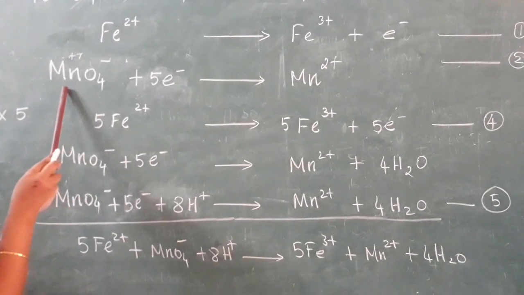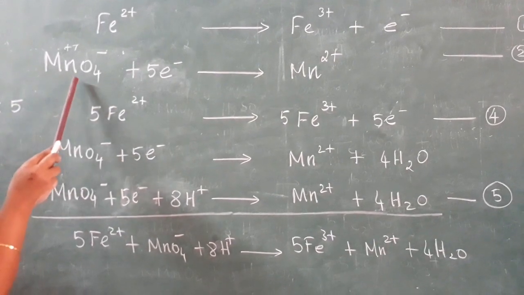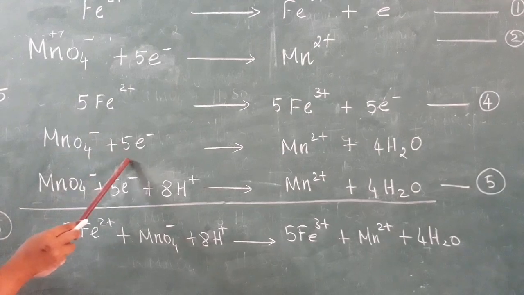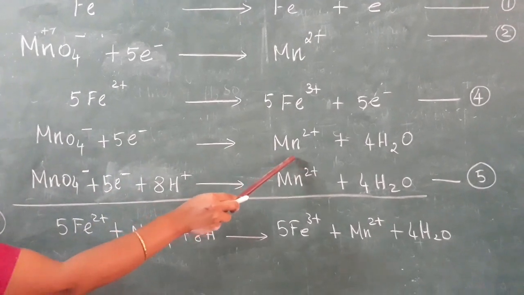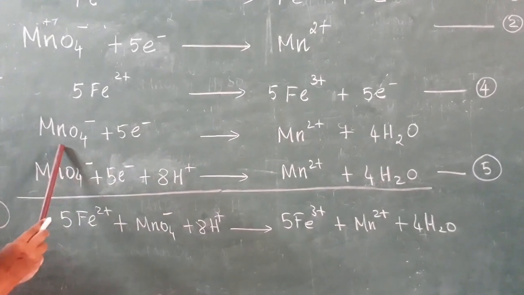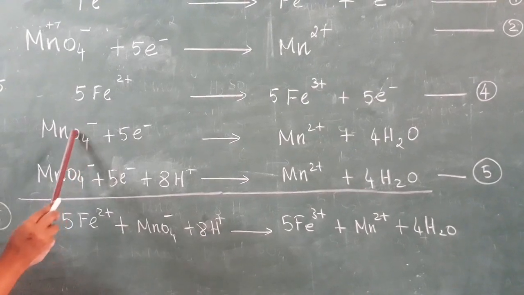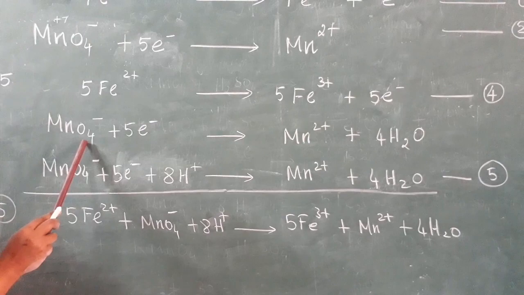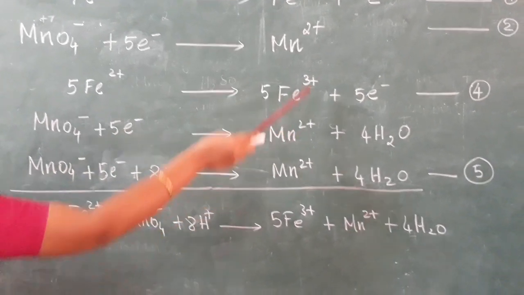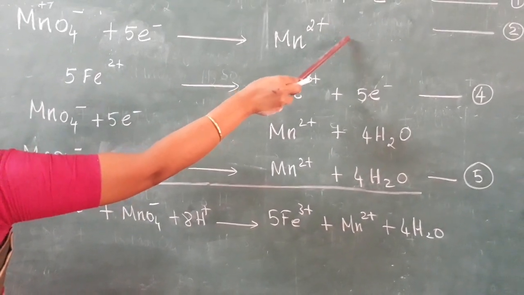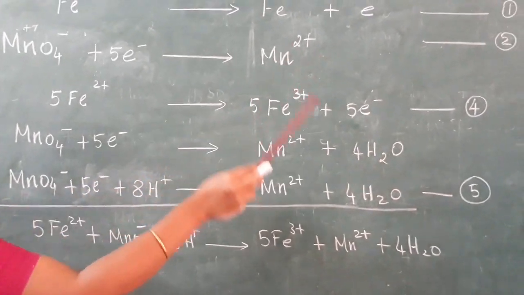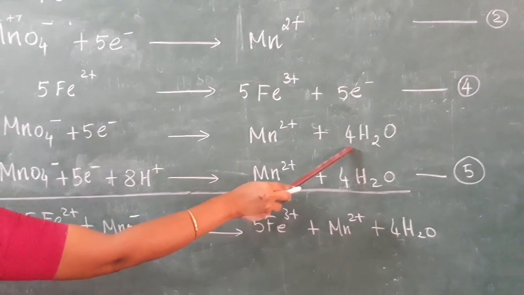Now see equation 2, which I already wrote. Once again I am going to write it: MnO4-, 5 electrons, and on this side Mn2+. See the reactant side, there is one more atom, oxygen, present. How many oxygen? 4 oxygen. But on the product side there is no oxygen atom in the second equation. So to balance this oxygen, I put 4 moles of water here.